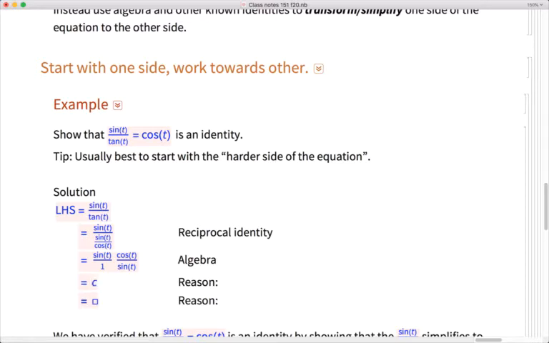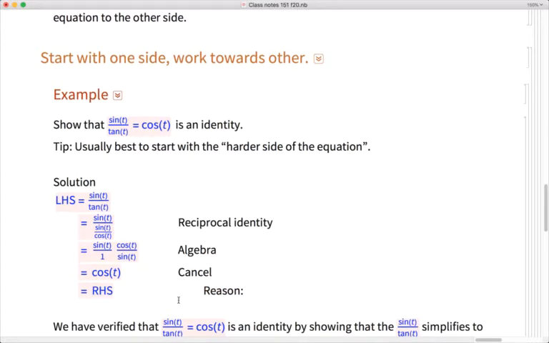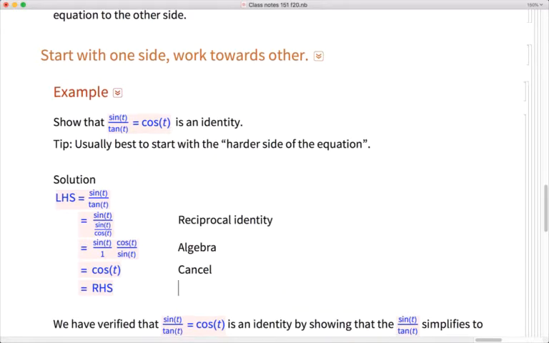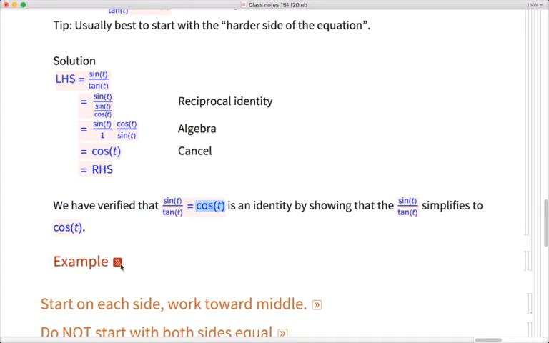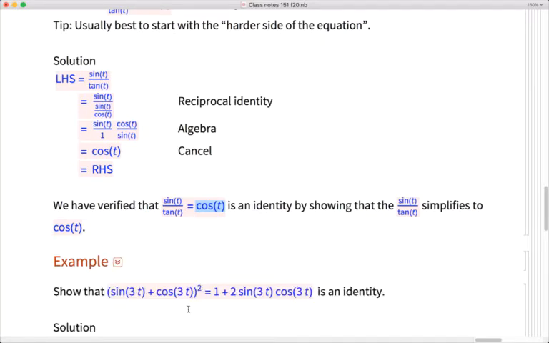The sines are going to cancel, and this becomes cosine. And this is a cancel. And that's done. Maybe I'll just go ahead and write that's the right-hand side. So we have verified this identity essentially just by simplifying the left-hand side until it became the right-hand side. Okay, so that was not the most difficult one you're ever going to be asked to do.